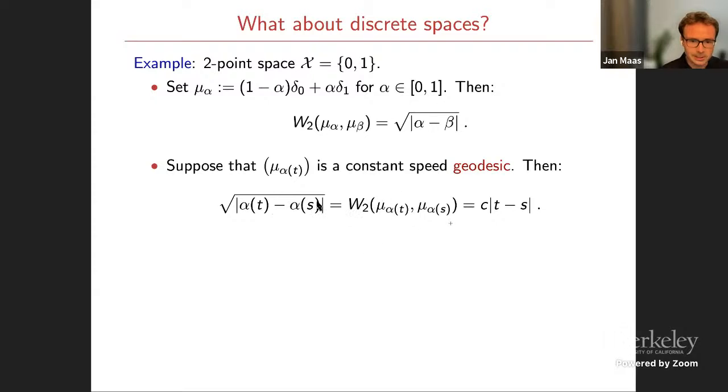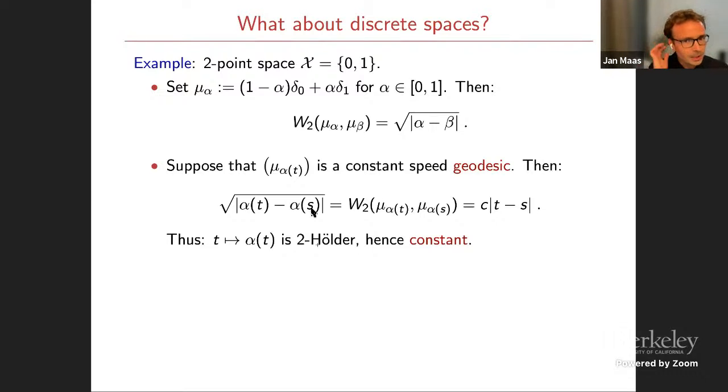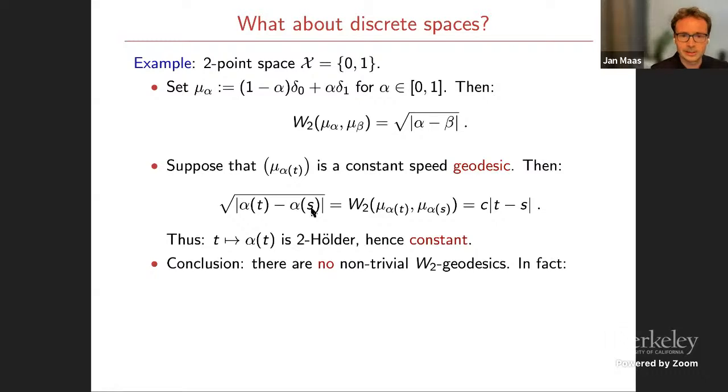Yeah, and if you now stare at this identity and compare the left to the right-hand side, then you see that it means that alpha must be Hölder continuous with Hölder exponent 2. But of course, this cannot be unless the curve is actually constant. So what this simple computation shows is that there do not exist any non-trivial geodesics in the Wasserstein space over this 2-point space. Every geodesic is constant.